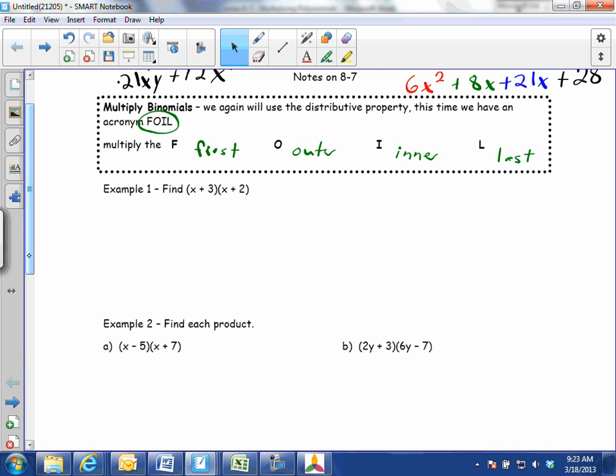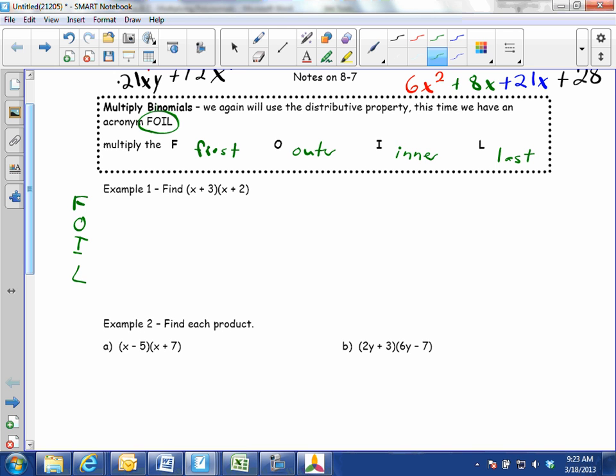Okay, let's look at example 1 here. So it's 2 binomials, so I know that we have to do FOIL. And me, I am the worst speller in the world, you guys know that already. And I always have trouble with FOIL knowing if the O comes first or the I comes first. In other words, it doesn't really matter. As long as you take everything times everything, it doesn't matter what order you do them in.